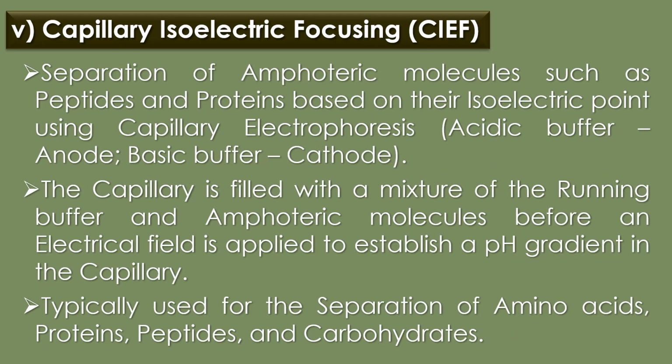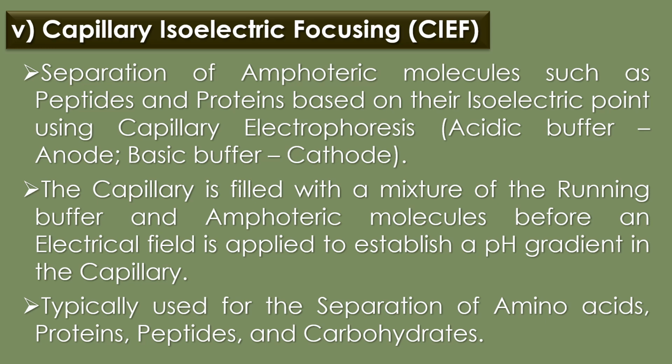The fifth type of capillary electrophoresis is capillary isoelectric focusing. Capillary isoelectric focusing is the separation of amphoteric molecules such as peptides and proteins based on their isoelectric point using capillary electrophoresis. Here, the acidic buffer is placed at the anode and the basic buffer is placed at the cathode. The capillary is filled with a mixture of the running buffer and amphoteric molecules before an electric field is applied to establish a pH gradient in the capillary.